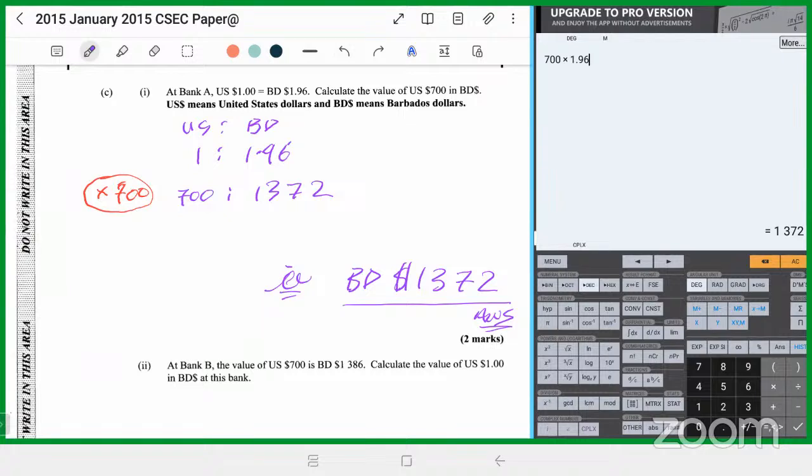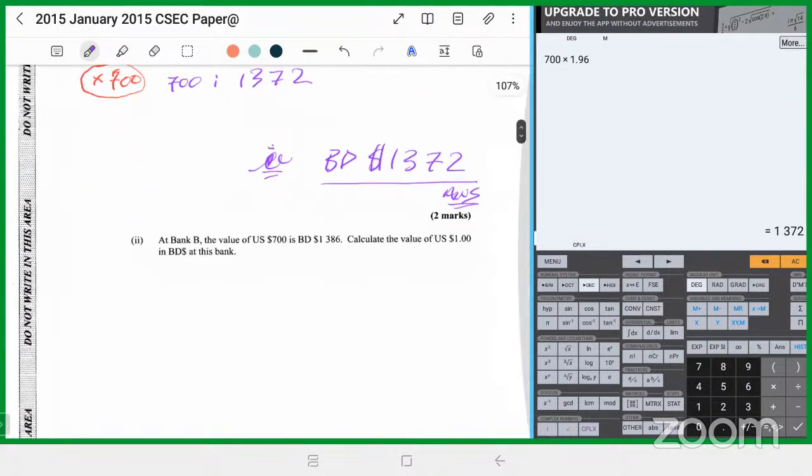If you do it as a ratio, I'm going to continue doing it like that until I get a good feel of that approach. Down here now, it says Bank B, the 700 US dollars is this amount. If you notice, it is more than that. What they want us to calculate is what is 1 US dollar in Bank B. So we're going to write this back as a ratio. This time we want the US side to come down to $1, so it's now a matter of dividing by 700.